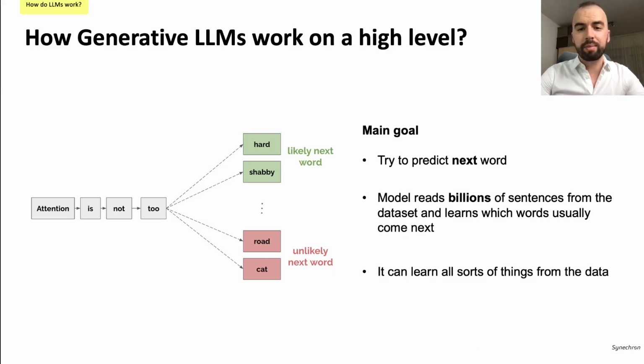The idea is pretty simple. Try to predict next word. So these models read billions of sentences online and learn which words are more likely to come next. So when the model guesses the word correctly, it gets a reward. When it makes a mistake, we punish it. And these models tend to learn all sorts of things from the data. We can see that later, good and bad things as well. And this is actually how ChatGPT works.